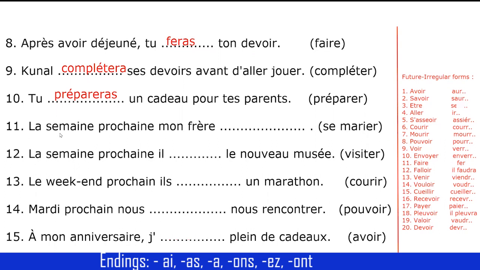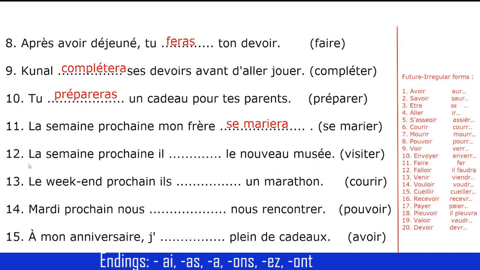The 11th one is: La semaine prochaine, mon frère dash, and your verb is se marier. It is a regular verb. We'll write our stem till this last R and then we'll put the endings. La semaine prochaine, mon frère se mariera. Next week, my brother will get married.